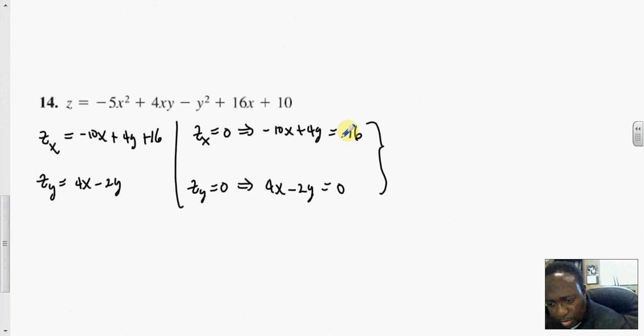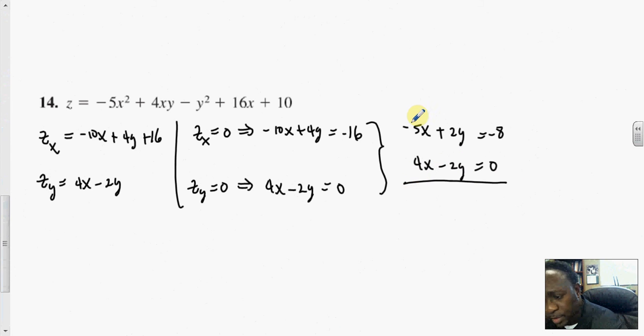I'm going to divide it by a 2. So I have negative 5x plus 2y is equal to negative 8. This is 4x minus 2y is equal to 0. And I divided the first equation by a 2 to get similar terms here, so I can cancel out the y, add the corresponding parts, and we get negative x is equal to negative 8. X is equal to 8.